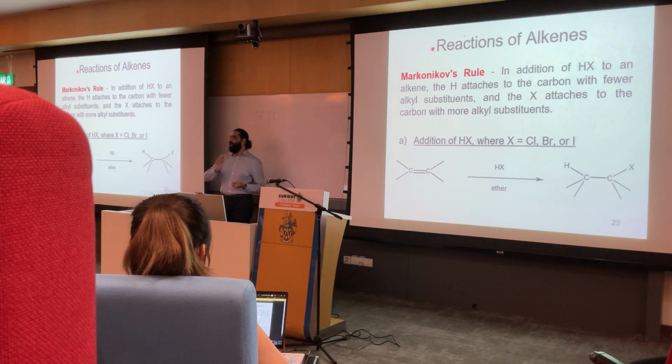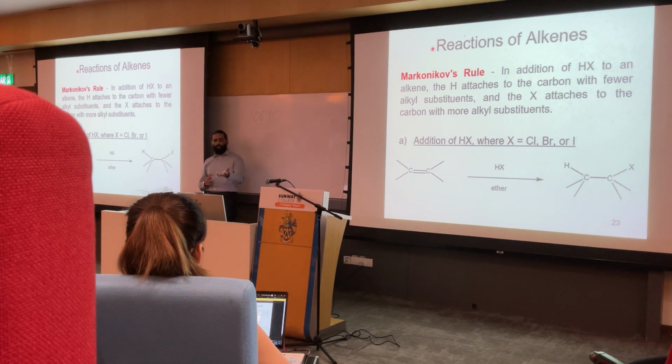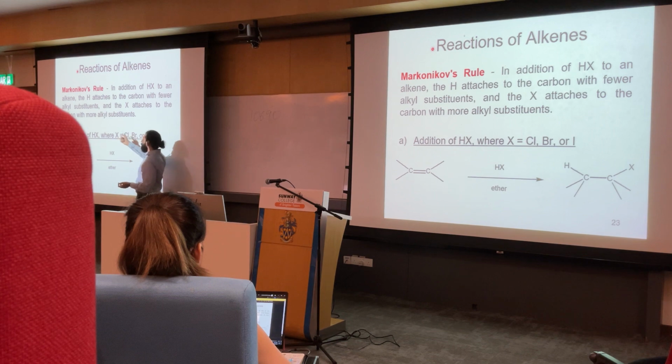Right, when we talk about the reactions of alkenes, the first reaction is addition of hydrogen halide, where the halogen atom could be chlorine, bromine, or iodine. Of course, we can't have fluorine because that's super reactive, and astatine also is not that reactive anymore. So when we say halogen, it generally means chlorine, bromine, or iodine.